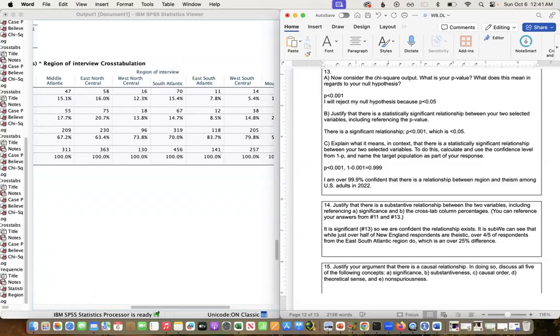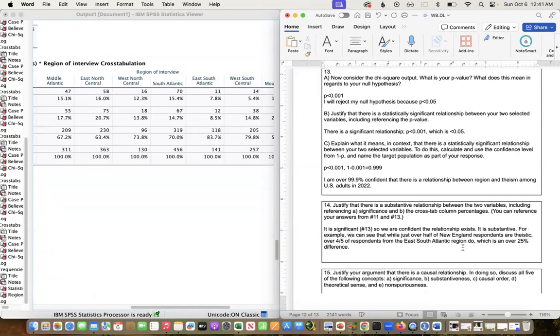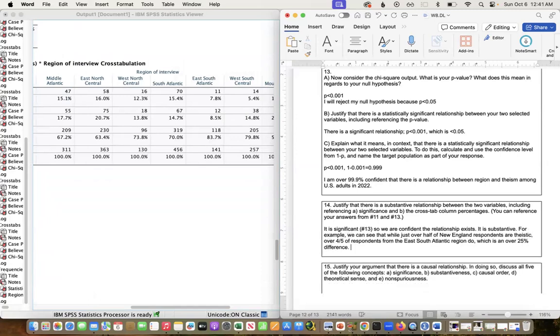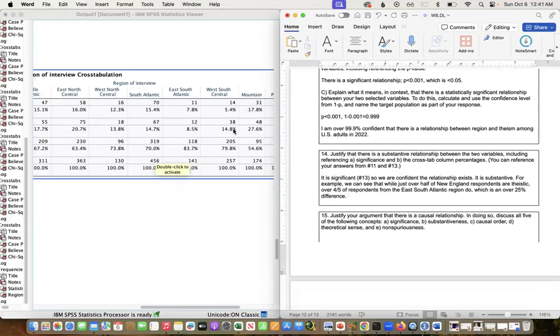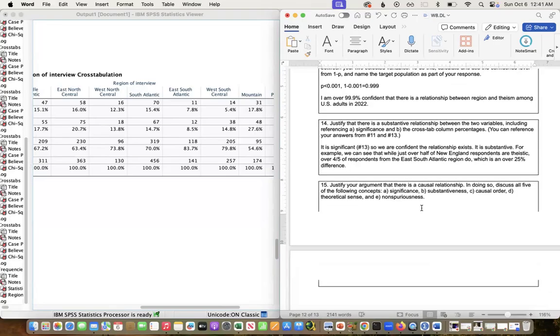That is substantive, for example. Okay, so that's one. We could look at some others as well, but that's showing us that there are meaningful, sizable differences between the regions. Again, not all regions. Some regions are similar to each other, but there are regions that are different, which is enough for this. So it is significant and substantive. See number 14. And let's look at these others.